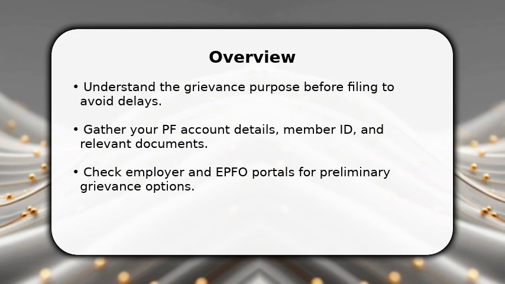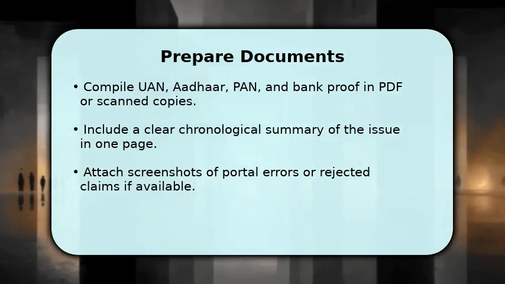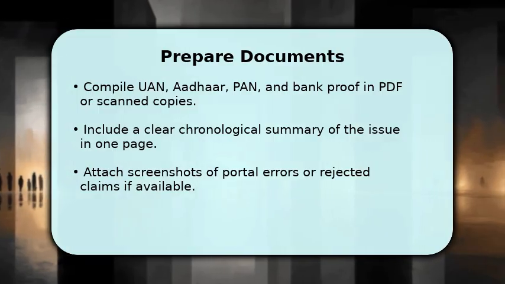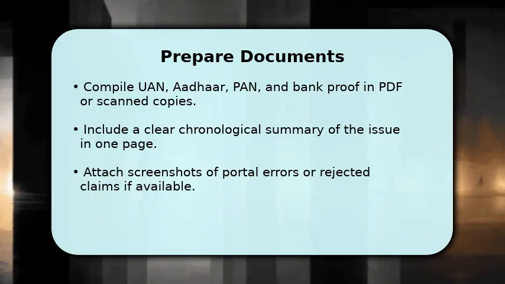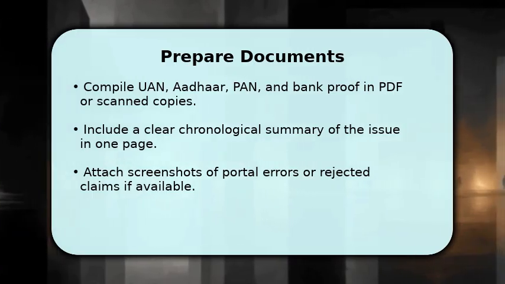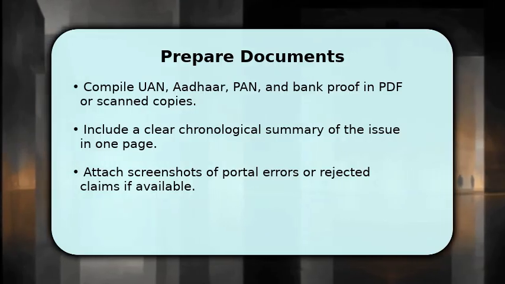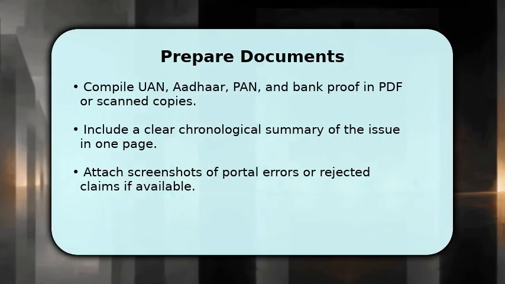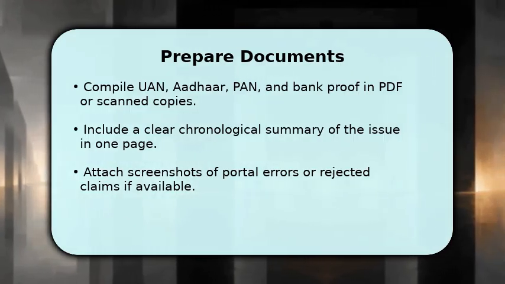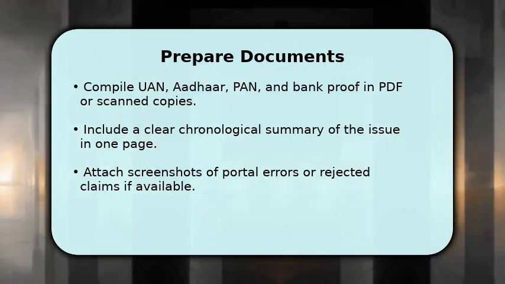Collect all supporting documents before you start the grievance form so submission is smooth and complete. Scan or photograph your UAN, Aadhaar, PAN, bank statement, and any employer letters, and name files clearly. Draft a concise narrative that states the problem, dates, and actions taken, and keep screenshots of portal errors handy. Organizing materials first reduces back and forth and helps the officer resolve your PF grievance faster.